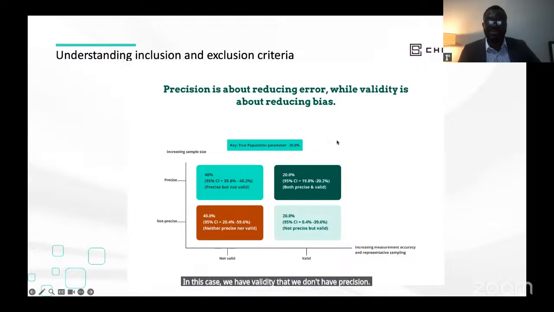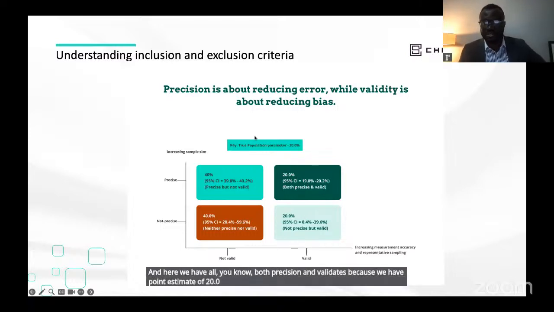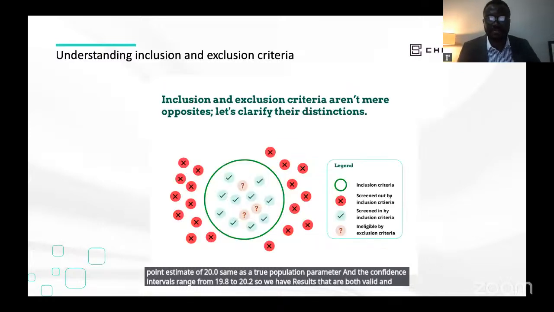And here we have both precision and validity, because we have a point estimate of 20.0%, the same as the true population parameter, and the confidence intervals range from 19.8 to 20.2. So we have results that are both valid and precise.